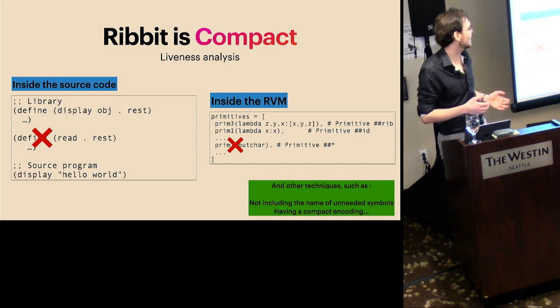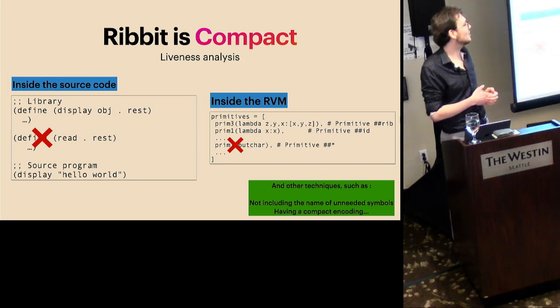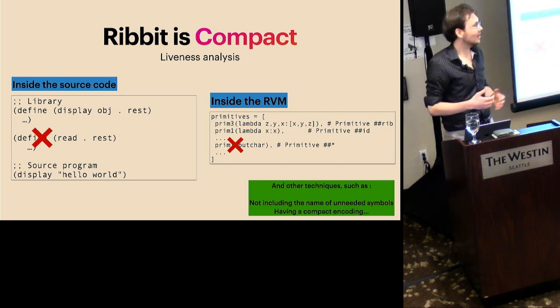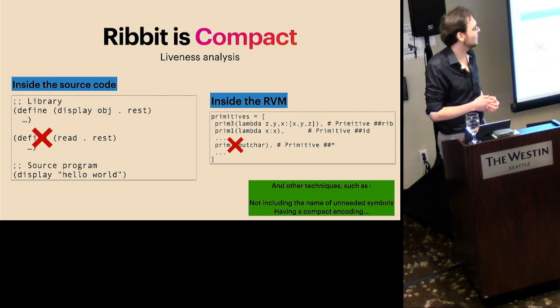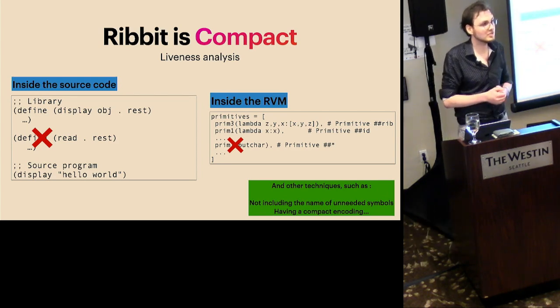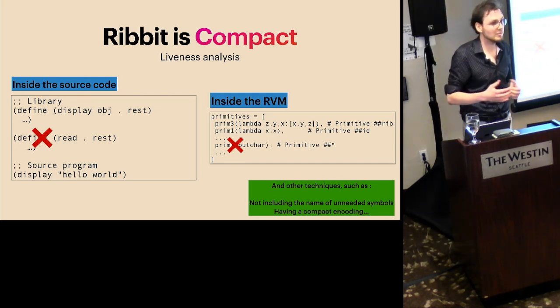So if we never use a primitive, for example car, it is removed from the RVM. So this allows us to really tailor the RVM to what we really want. The RVM is the Ribbit Virtual Machine.